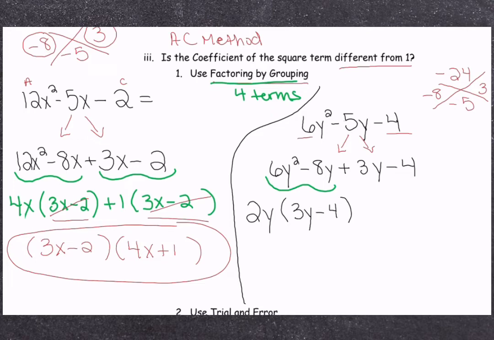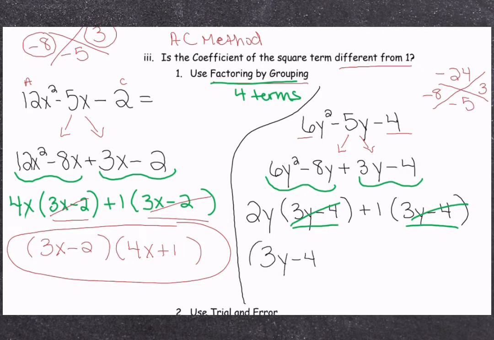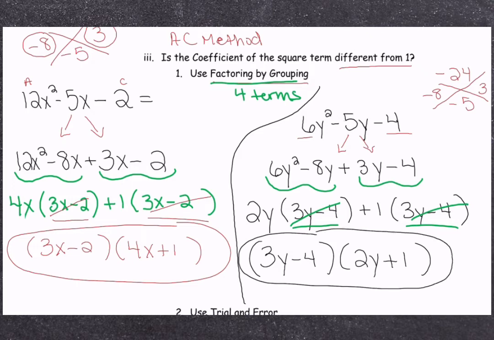Then I look at the last 2. They don't have anything in common, so I'm just going to put a plus 1, which is okay. And then in the parentheses, I'm left with 3y minus 4. I know I'm doing this correct because my parentheses look the same. So I bring the 2 parentheses together to make 1. And then whatever I have, once I cross out the 2 sets of parentheses, which is a 2y plus 1, I put those in the next parenthesis, and then this is my answer.